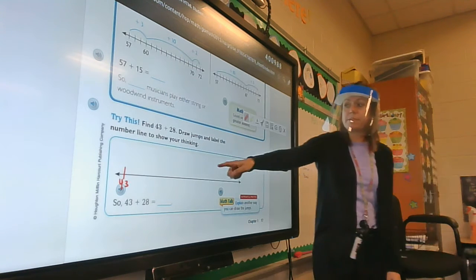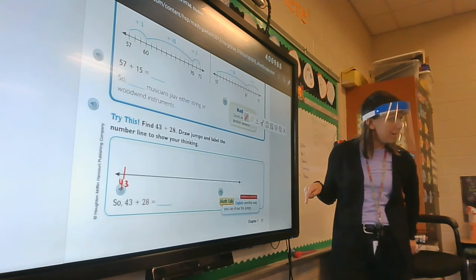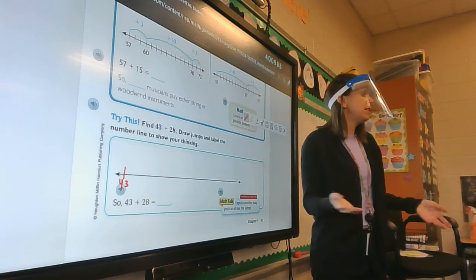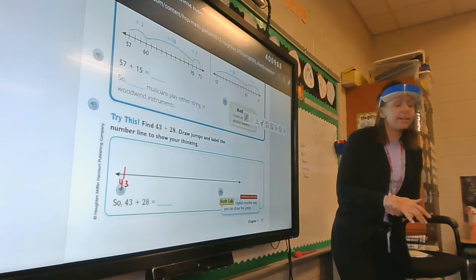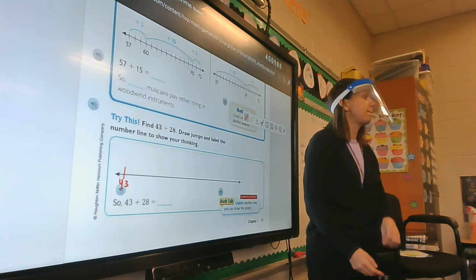Yes, because when we use the bigger number, we have fewer numbers to jump and hop along the number line. So it's a little bit easier. We're less likely to make a mistake, right? So what's my first jump going to be? 10s or 1s? What do you think? Riley?